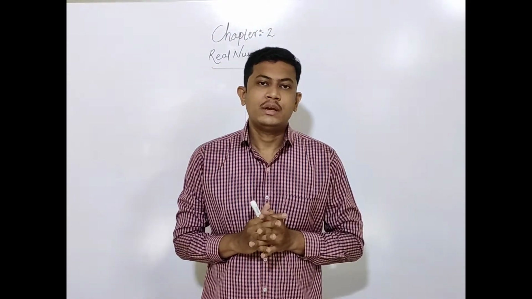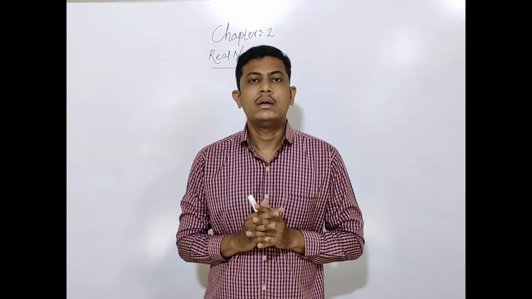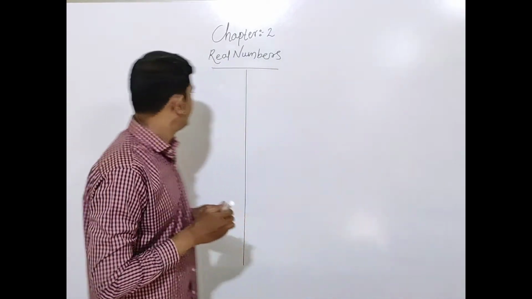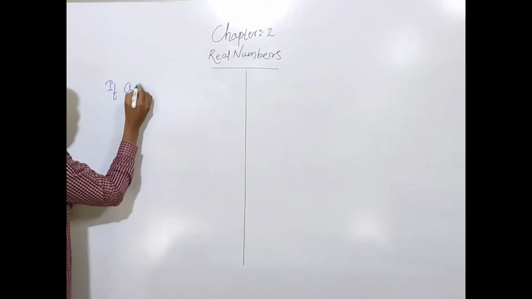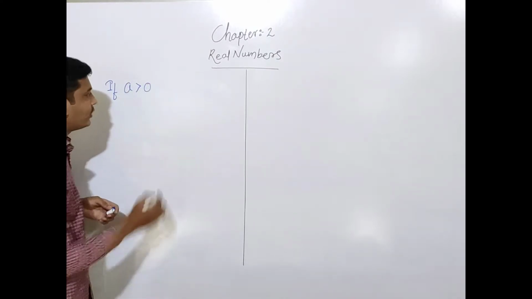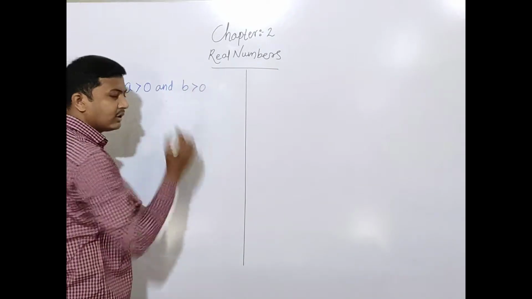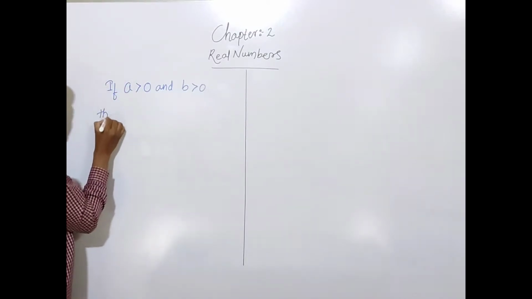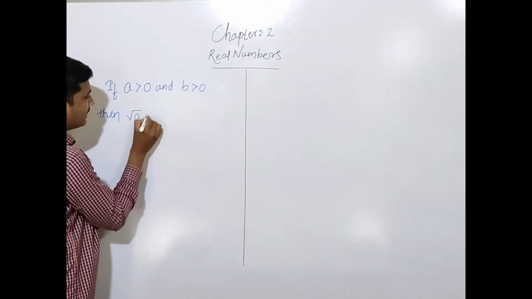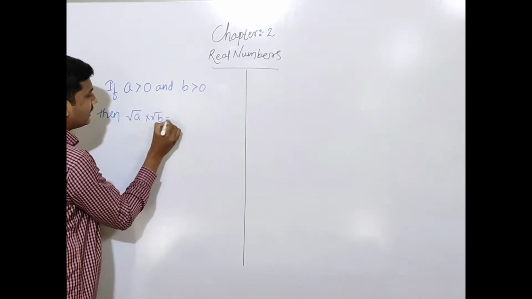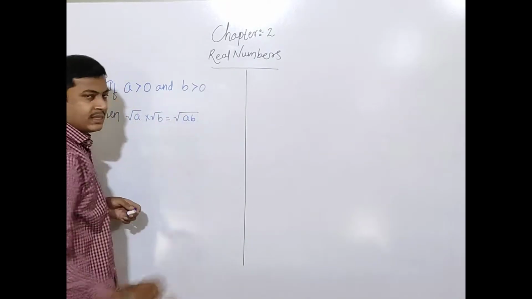Today we are going to see the next topic, binomial quadratic surd, of our chapter number 2, real numbers. Before that, let's see: if a is greater than 0, that is positive, and b is also greater than 0, then square root of a multiplied by square root of b is the same as square root of a multiplied by b.